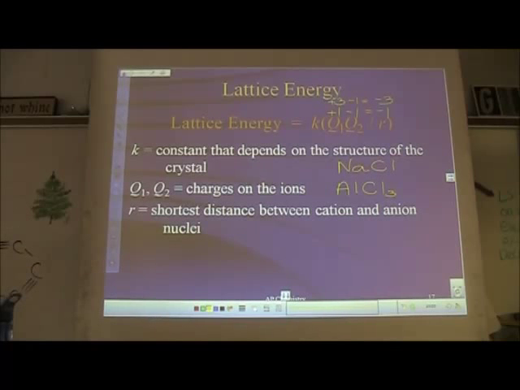Let's extend this concept a little bit. What if you were asked the question, which one of these salts has a higher melting point? What are you doing when you melt something?